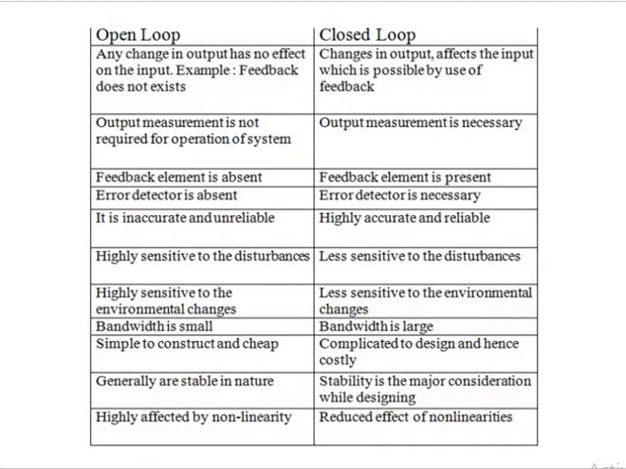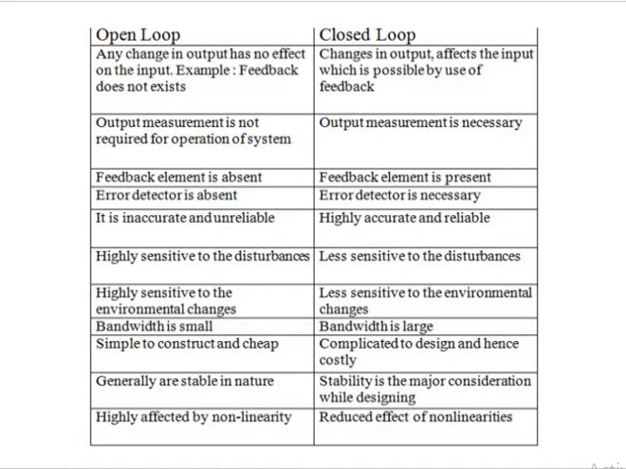Okay, closed loop control systems are very complicated compared to open loop control systems. Generally open loop is stable in nature. When considering the design, stability is the main important factor for closed loop systems. Okay, open loop is highly affected by non-linearity systems. In closed loop, non-linearity systems won't affect it, so non-linearities are reduced. Okay, these are the differences of closed loop and open loop control systems.